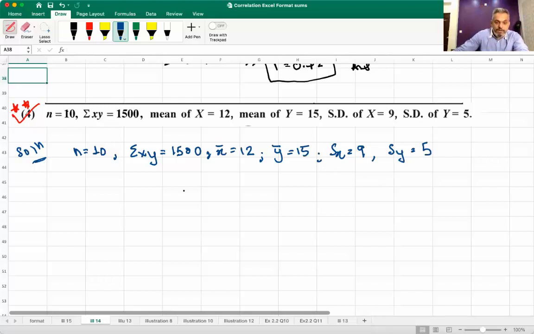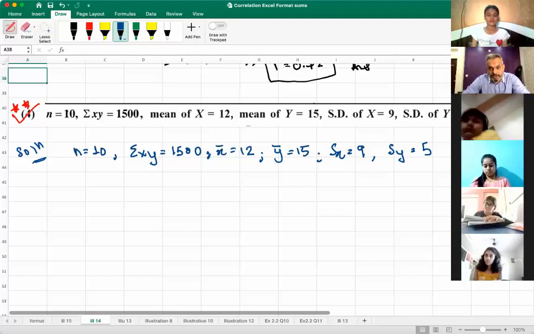Now, we have to find R. So over here mean is given, standard deviation is given, sigma xy is given. So here which formula should we use? Which formula should be used? Can anyone tell me?